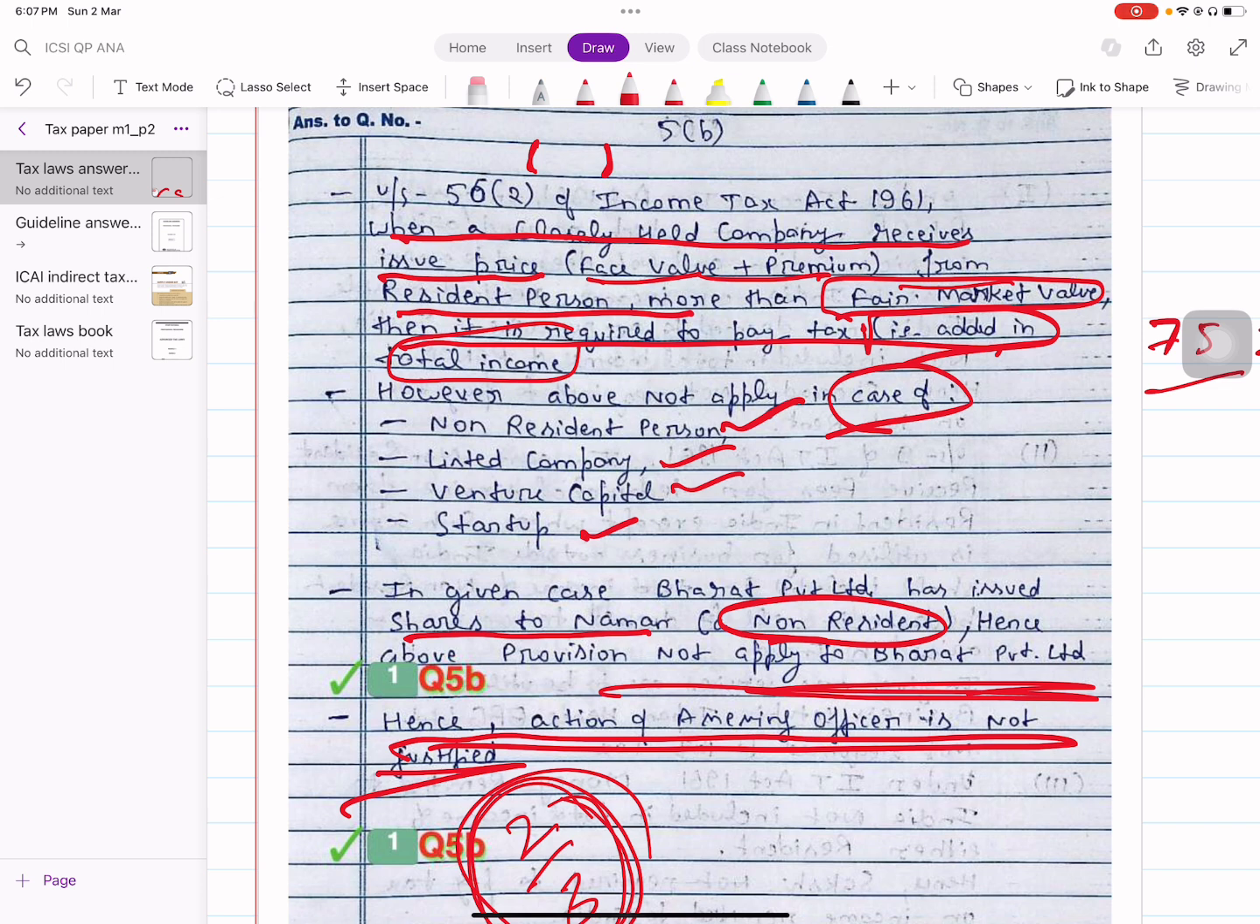When a closely held company receives an issue price, both face value and premium, from a resident person that is more than the fair market value, then it is required to pay tax on the point of difference, i.e. the difference will be added to its total income.